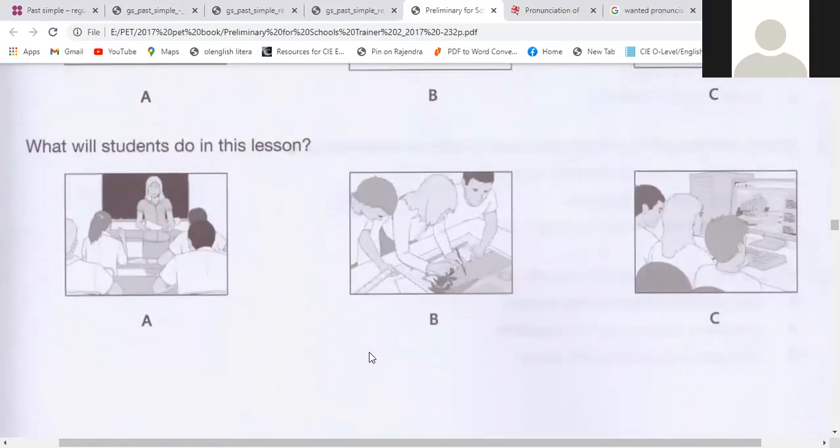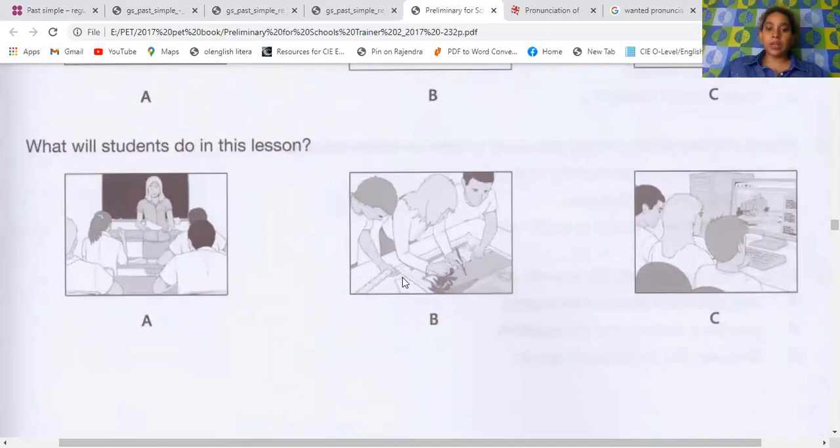Next one, what should the student do in the lesson? A, B or C? B. They have to make a poster. So it was a little bit fast.